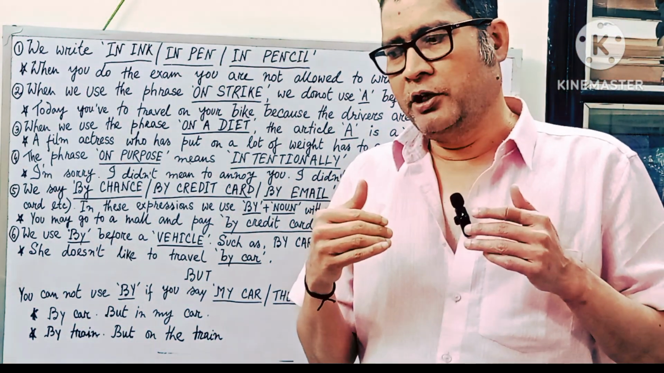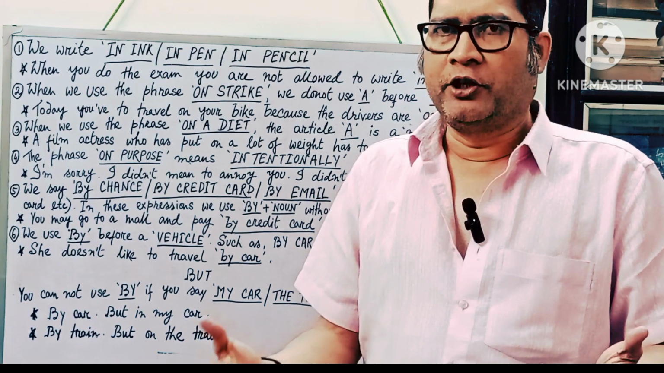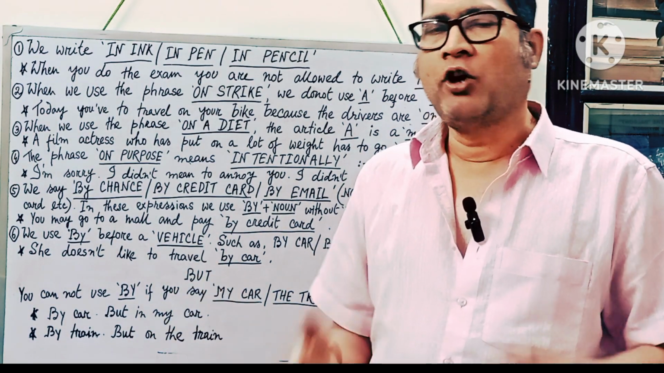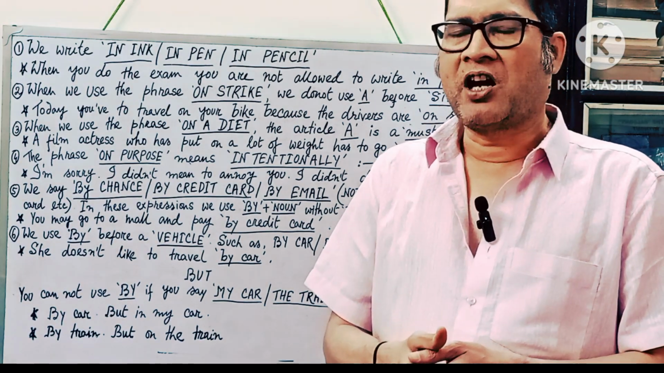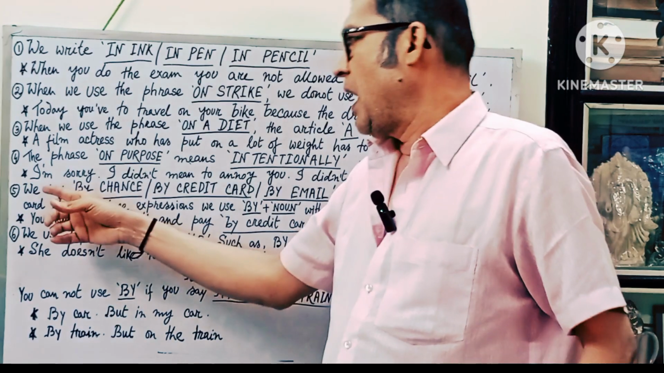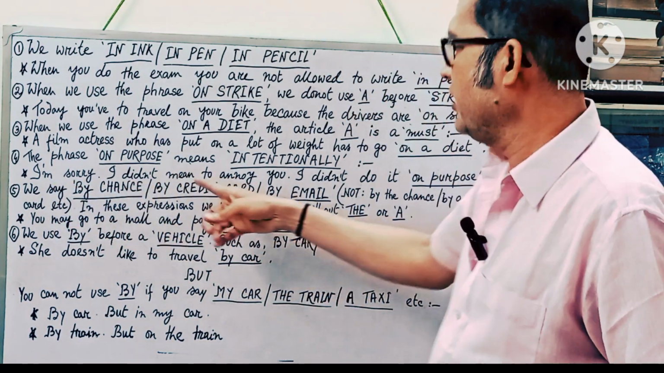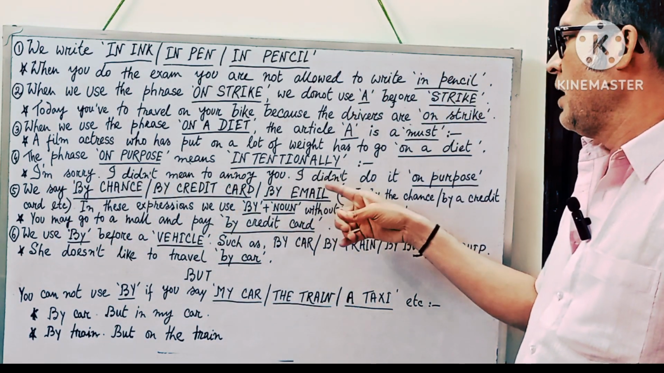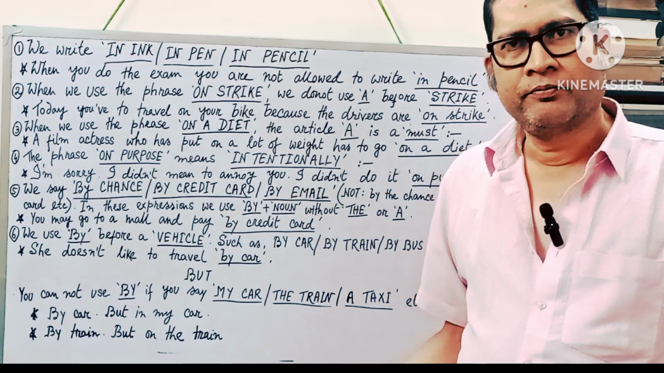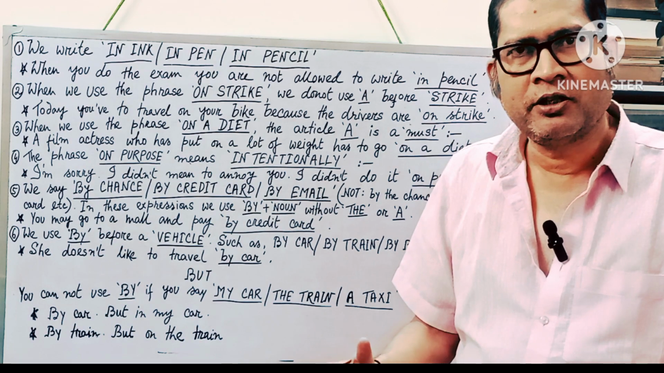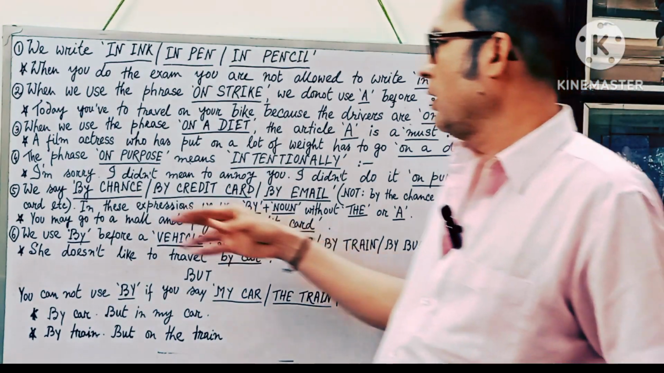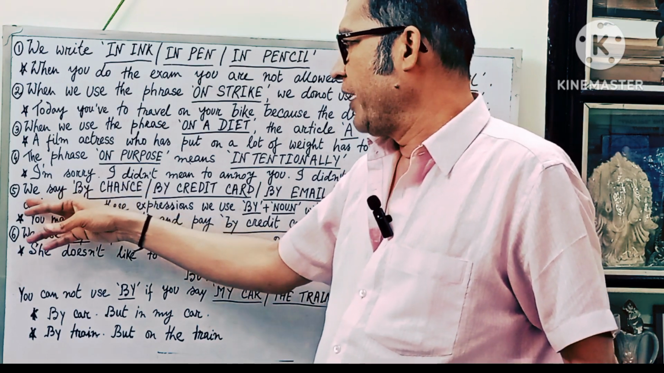So you are not going to annoy your boss, but accidentally or unfortunately, you have done something that has earned the displeasure of your boss. And so at the time you say, I'm sorry, I didn't mean to annoy you. I didn't do it on purpose. I did not do it intentionally. Let's move on to the next one, number 5.